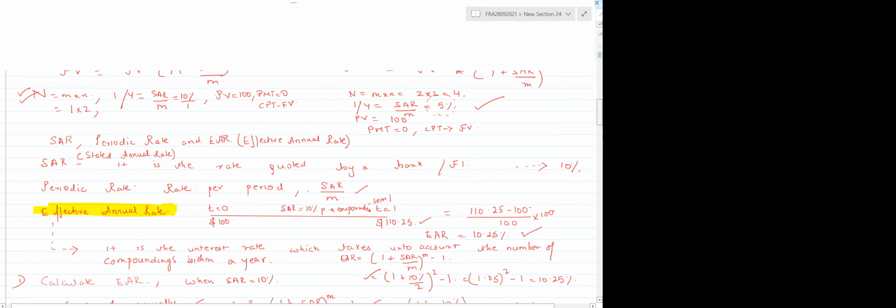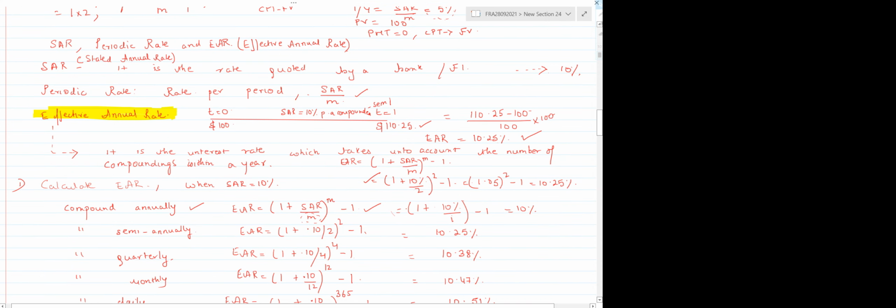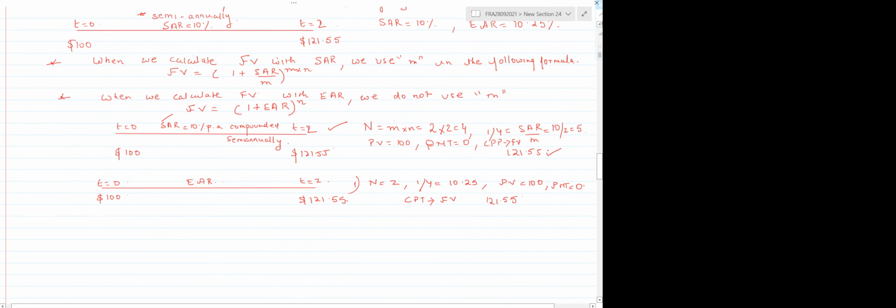So I'll tell you why, guys. When we were discussing EAR, I told you EAR is the interest rate which takes into account the number of compoundings within a year. So when I'm using the EAR of 10.25%, it has already taken into account the number of compoundings within a year. So my M becomes redundant, because my EAR has already taken into account the number of compoundings within a year. So M becomes redundant when I'm using the EAR to calculate the FV.